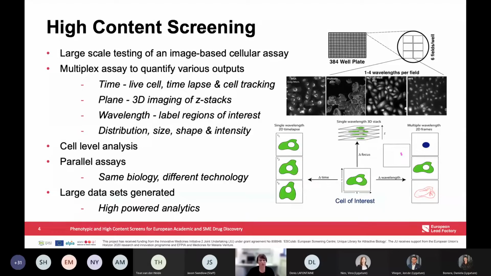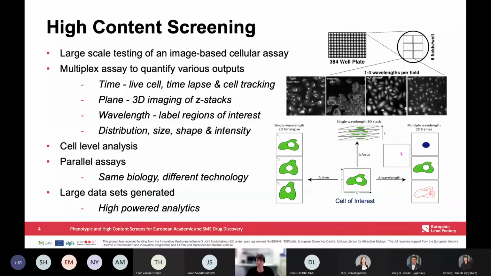We multiplex these assays and we can quantify various outputs. So with our cell of interest, we can look over time, we can track cells, we can do live cell imaging and time-lapse imaging to get an idea of the behavior of that cell over time. We can also look at different planes once we've identified our cells of interest, and we can build up a 3D image of the volume of the cell using Z-stacks.